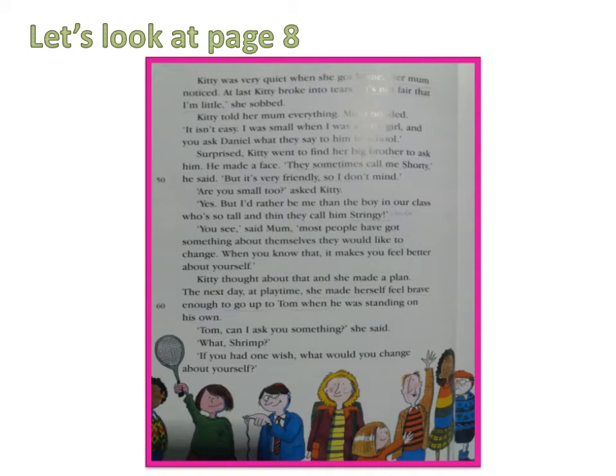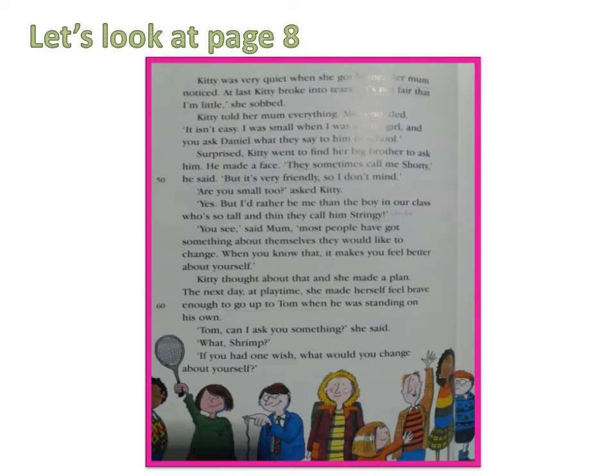Kitty thought about that and she made a plan. The next day at playtime, she made herself feel brave enough to go up to Tom when he was standing on his own. "Tom, can I ask you something?" she said. "What, Shrimp? If you had one wish, what would you change about yourself?"